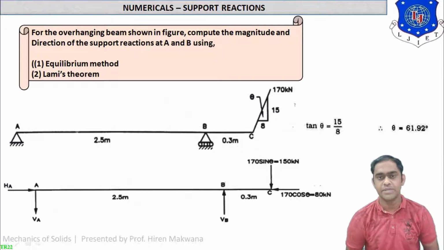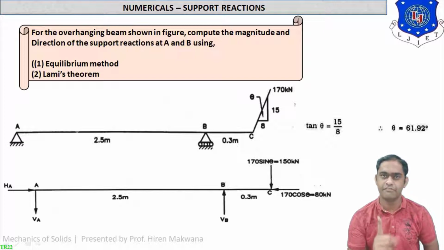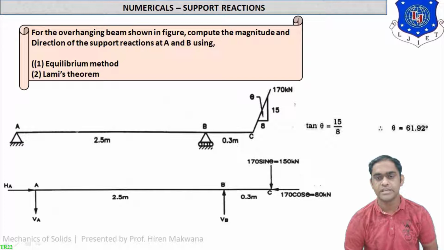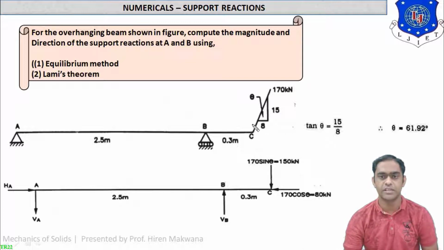Now see the beam carefully. Actually the beam is very simple, in which only one load is acting at point C. The load is actually inclined in the downward direction. You can see over here, inclined in the downward direction at point C. Now slope of the inclined force 170 kilonewton is given as 15 and 8. The angle theta is made with the horizontal line, the side 8.